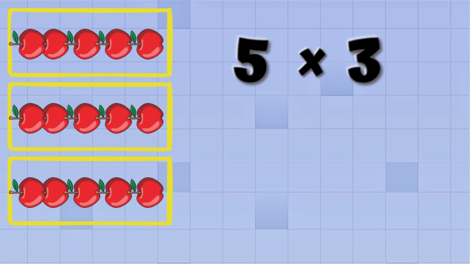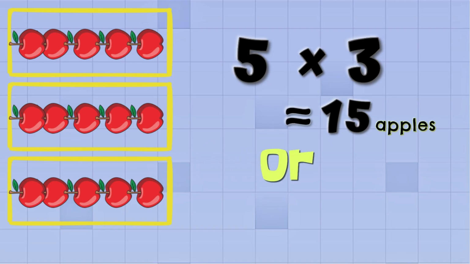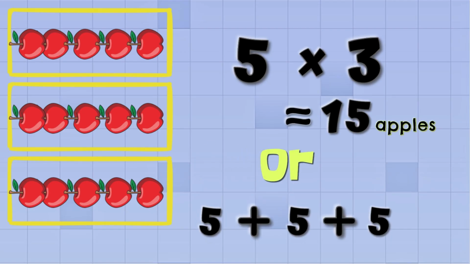Since we are doing a multiplication problem, we multiply 5 times 3, which equals 15. So, there are 15 apples altogether. But you can add 5 plus 5 plus 5 also, and you will still get 15.